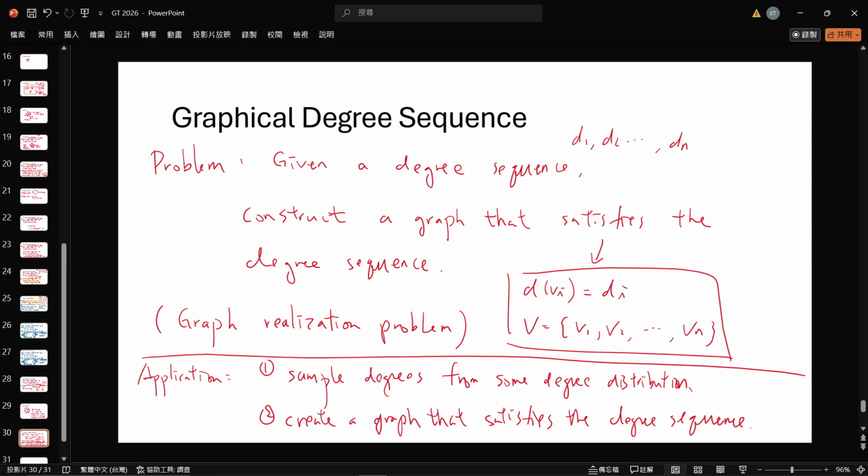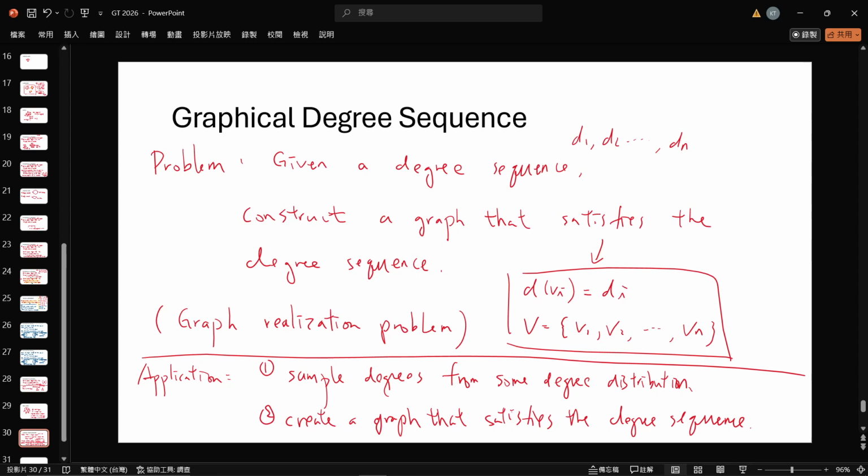So, right. If any degree here is greater than n minus 1, then you know that this is impossible because given an n vertex graph, we know the maximum degree is n minus 1. So the maximum degree you can have is n minus 1. Anything higher than that is impossible. So that's one constraint.